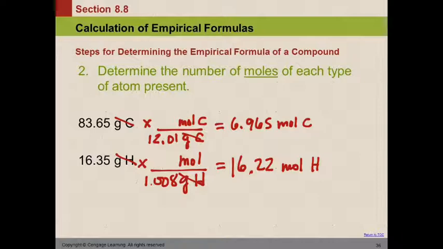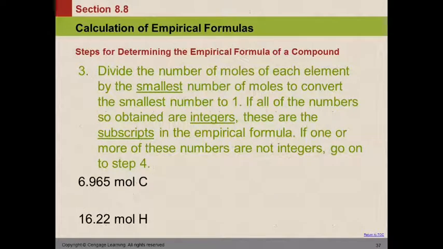So that's the second step, convert to moles. Because now we can look at the relationship between particles, and that's what we need. So there's our number of moles that we just calculated. We need a whole number ratio. And so what we're going to do is take both of these and divide them by the smallest.